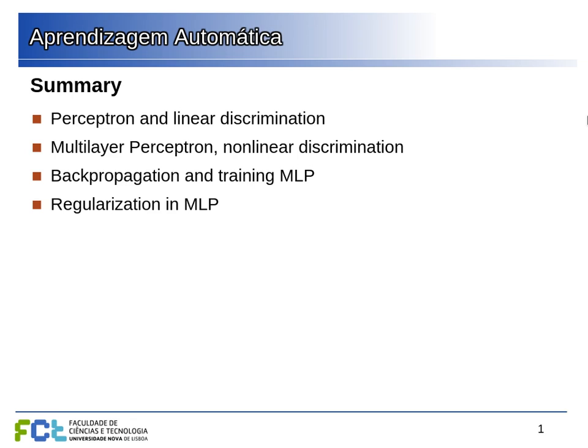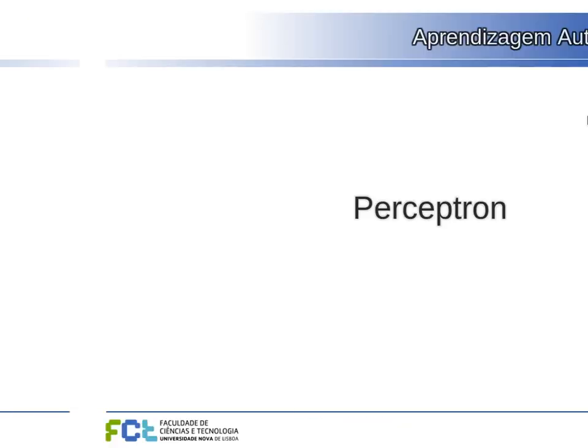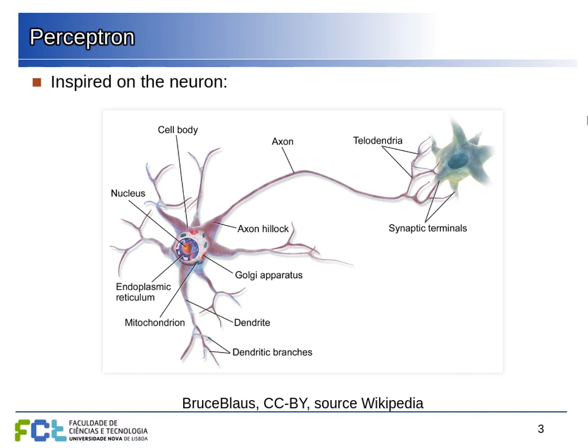So for this, we're going to look at the backpropagation algorithm and how we can learn multilayer perceptron, and also how we can use regularization when training multilayer perceptron. So the original idea was inspired on the biological neuron. So a neuron is a complex cell with many ramifications.